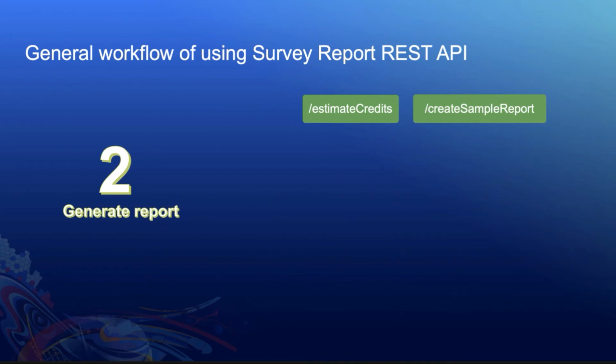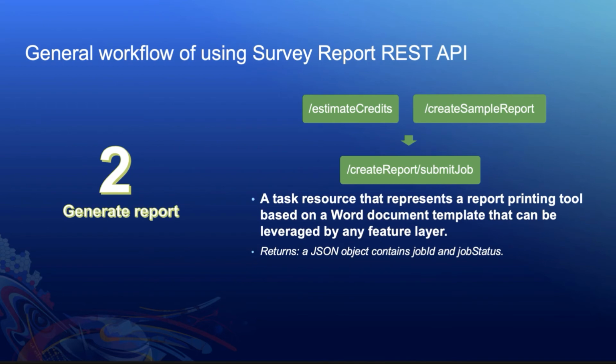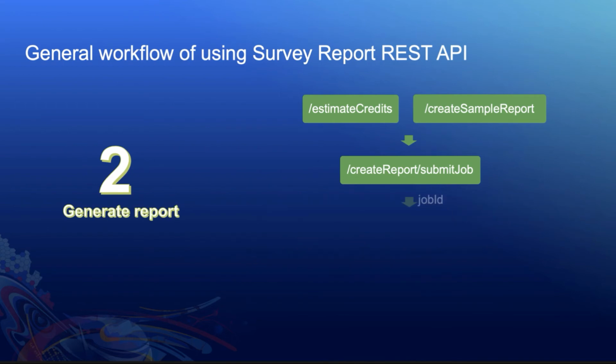With all these things done, we are going to generate the formal report now. We will use Create Report Submit Job endpoint to submit a report generation job and then retrieve the results. The response of this endpoint will include a job ID with which you can track this request. As you can see, it is an asynchronous operation. We need to check the status repeatedly until it is finished.